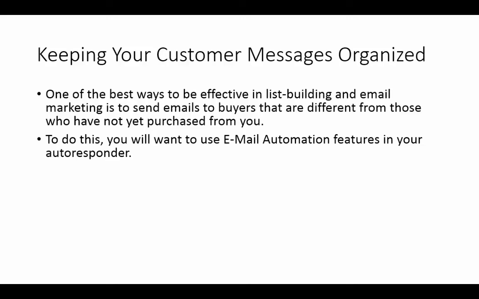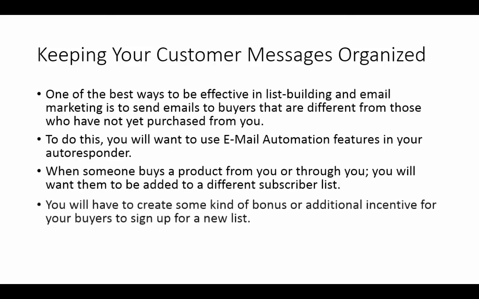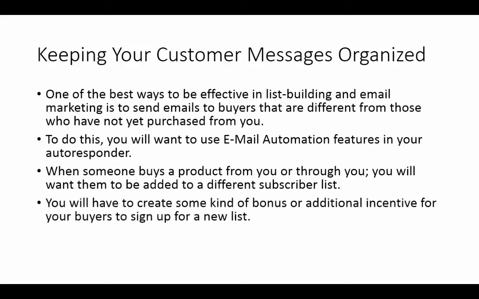And to do this, you're going to want to use a feature that is inside of most autoresponder companies. It is inside of GetResponse, and it is inside of companies like Aweber. You can actually use what's called email automation so that you can treat buyers and prospects differently. Now, when someone buys a product from you or through you, you will want them to be added to a different subscriber list. And one of the ways that you can do that is you might create a great or a fantastic bonus or an additional incentive for your buyers to sign up to a new list.